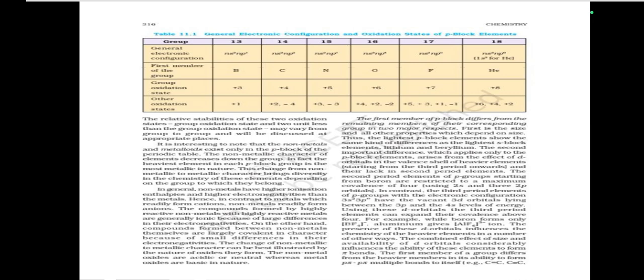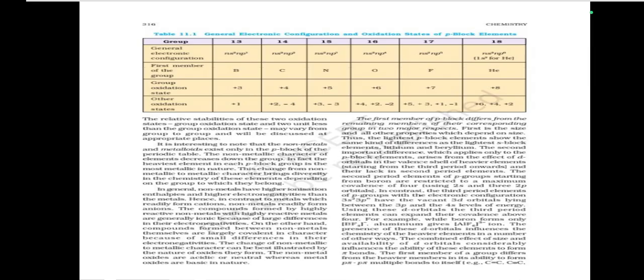The relative stabilities of these two oxidation states, group oxidation state and 2 units less than the group oxidation state, may vary from group to group and will be discussed at appropriate places. It is interesting to note that non-metals and metalloids exist only in the p block of the periodic table. The non-metallic character of the elements decreases down the group. In fact, the heaviest element in each p block group is the most metallic in nature.